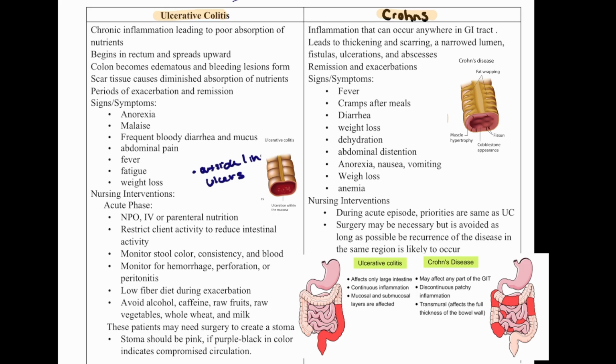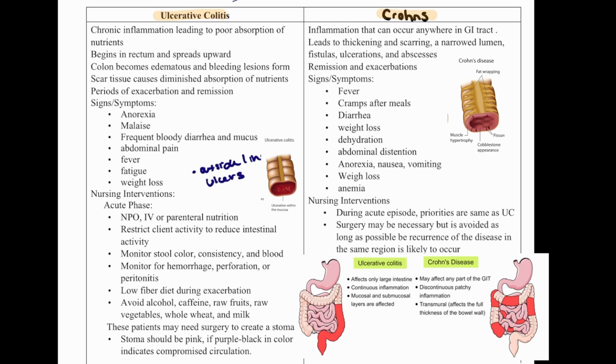They may be on a low fiber diet during an exacerbation. They want to avoid alcohol, caffeine, raw fruits, raw vegetables, whole wheat, and milk. These patients may need surgery to create a stoma. The stoma should be pink. If it's purple or black in color, this indicates compromised circulation.